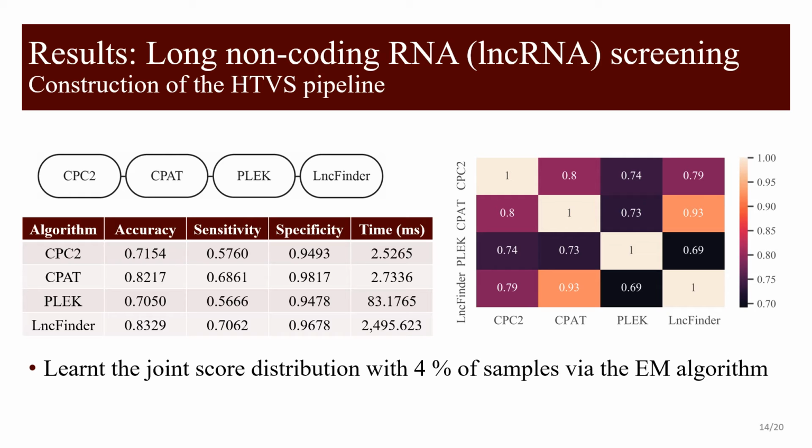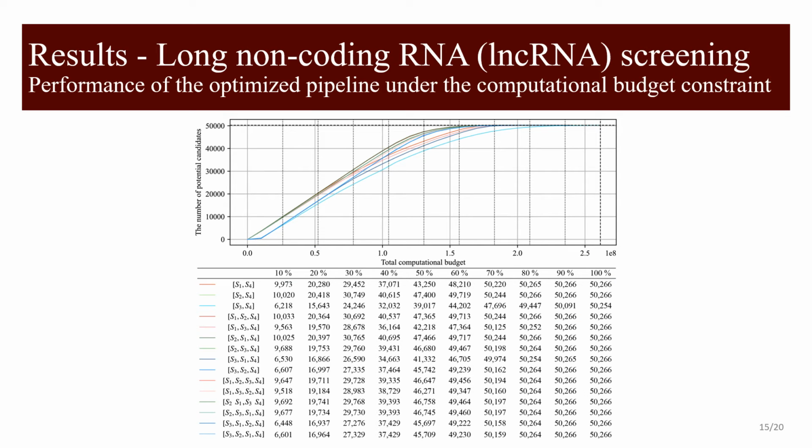Besides, we computed Pearson's correlation coefficient between scores estimated by the algorithms. CPAT showed 0.93 of the correlation coefficient to the LNC Finder, yielding the highest correlation among the prior algorithms. We estimated the joint score distribution Fs via the EM algorithm with 4% of the samples. In addition, we assumed that the lambda 4 is equal to 0.2. This figure shows the performance comparison results of the optimized HTVS pipelines with various structures.